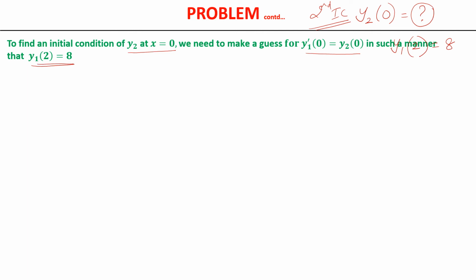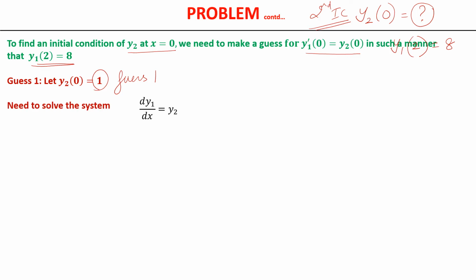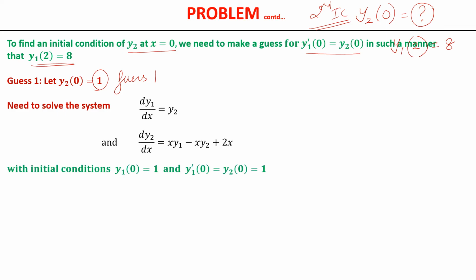Let's make a guess. You could also try it by any method. I have taken up that let the first value be 1. So this is my guess 1. So I am taking y2 of 0 to be 1 initially, so that I have this system completely in this manner. dy1 by dx is y2, dy2 by dx by the given equation, and look at the initial conditions. This is already given to us. This is given, and this is what we have assumed or guessed, y2 of 0 equal to 1.